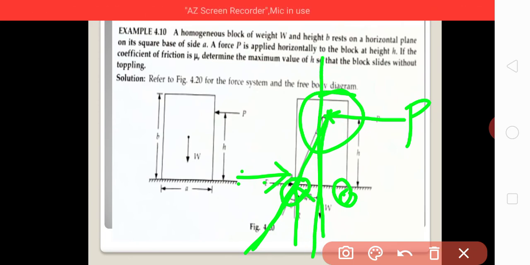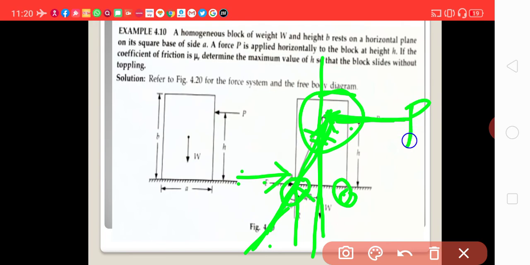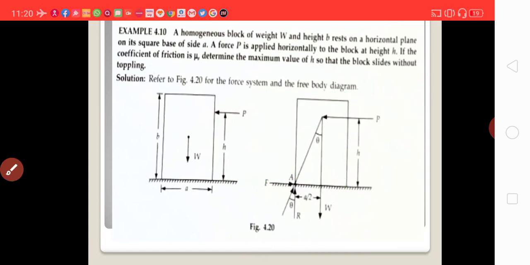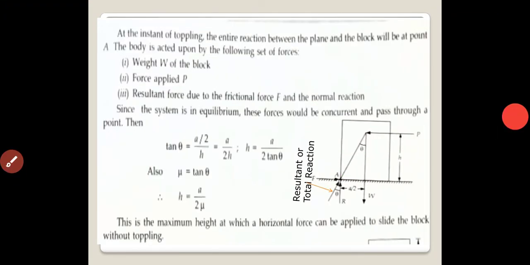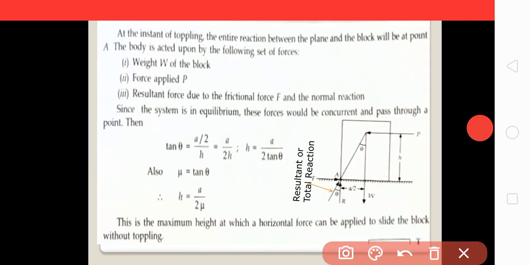Hence, this reaction will be cutting it somewhere else, and corresponding to that height this P should be applied, which is explained in the next slide very smartly here. At the instant of toppling, the entire reaction between the plane and block will be at point A, I told you earlier.